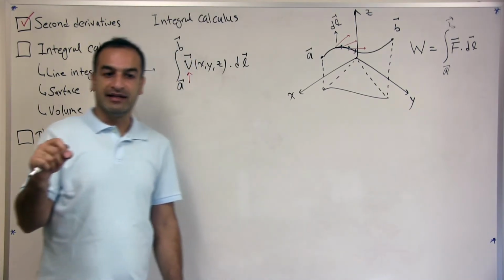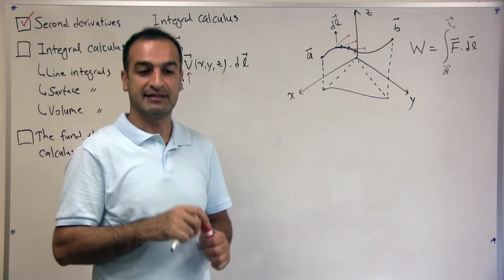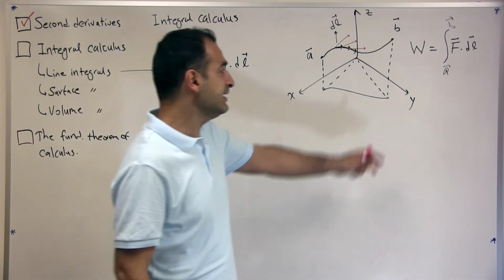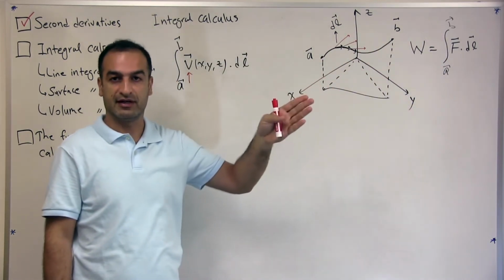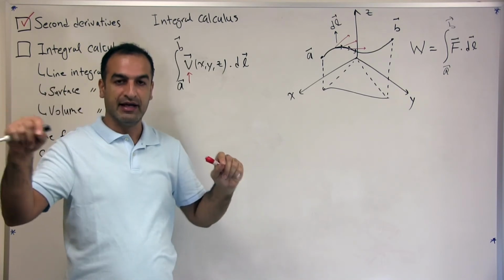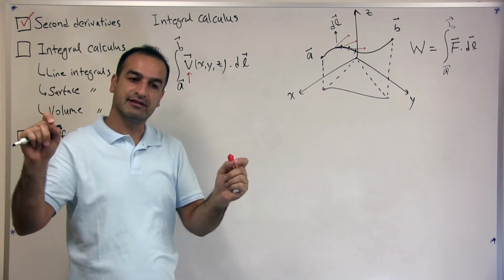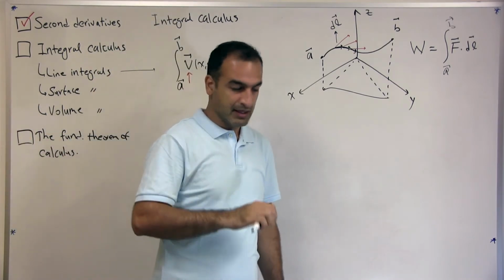In electromagnetism, the electric field has this capability. It has this characteristic that any integral from any point to any point only depends on where you start and where you finish, not on the path you are taking. And because of that specific characteristic, we can define electrostatic potential.